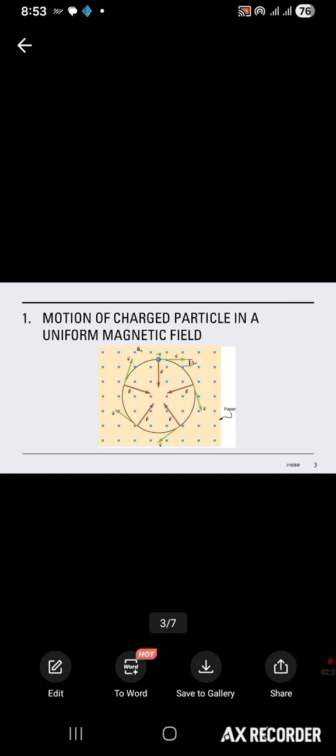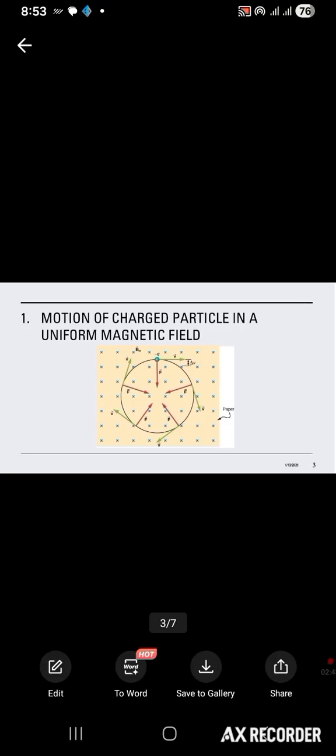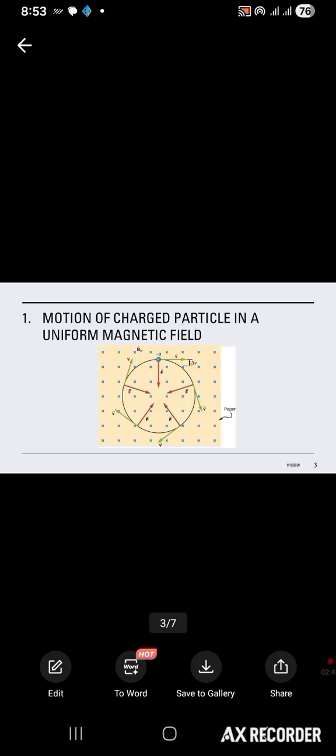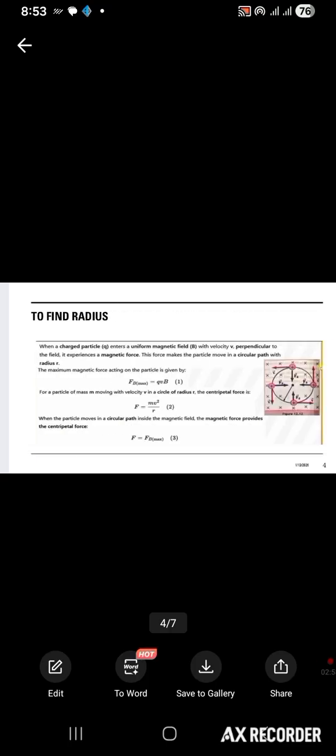You can see the trajectory is a circle. It means there must be a centripetal force. That is the key concept. If the charge is moving when V and B are perpendicular to each other, then what will happen? The particle will move in a circular trajectory, right? And if it is moving in a circular trajectory, then some centripetal force is involved. Let us analyze that force and see what the outcomes are.